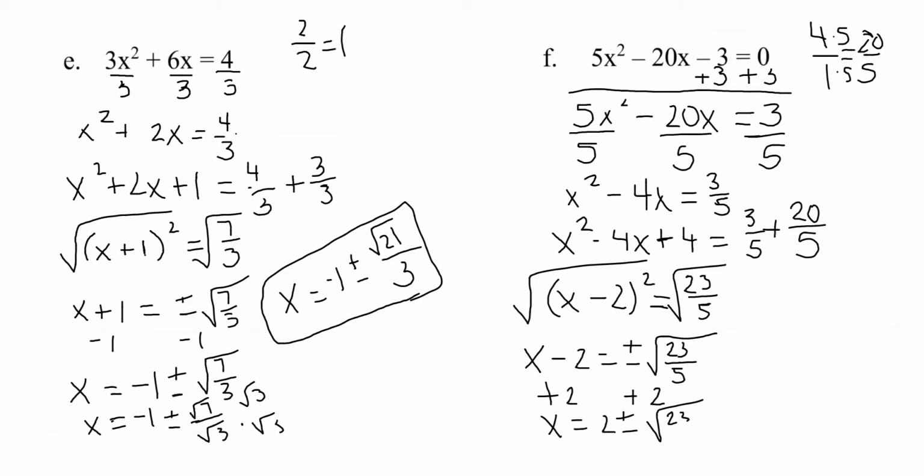and I'm going to separate it now over the square root of 5. Then I need to rationalize my denominator, so I'll multiply both the top and the bottom by the square root of 5. And my final answer is going to be x equals 2 plus or minus the square root of 115, which is 23 times 5, over 5. And that's my final answer.